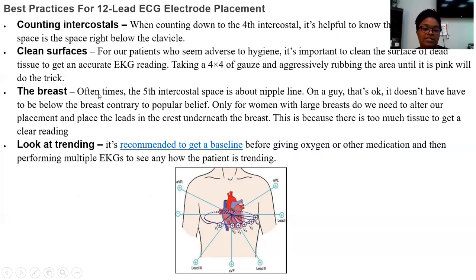Okay. On the breast, oftentimes the 5th intercostal space is about the nipple line. On a guy, that's okay. It doesn't have to be below the breast, contrary to popular belief. Only for women with large breasts do we need to alter our placement and place the lead in the crease underneath the breast. This is because there's too much tissue to get a clear reading.